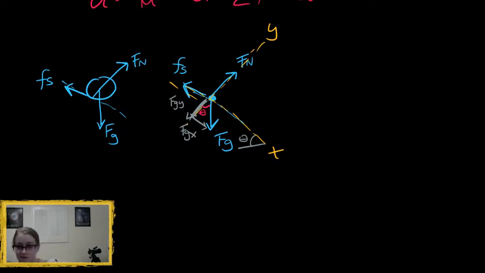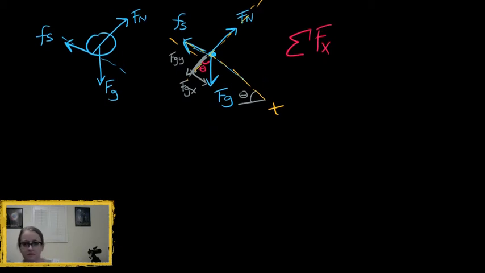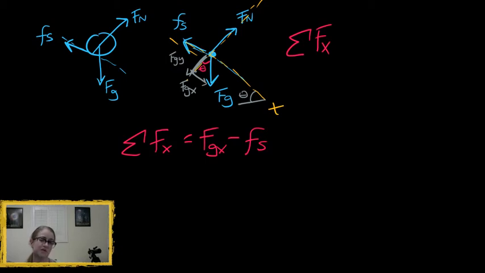So we're going to sum our forces in what I call the x direction, or the along the ramp direction. What forces act in our along the ramp direction? Well, going down the ramp, we have FGX. Going up the ramp, so in the negative direction, we have FS. Now when we take the sum of the forces, we're going to use Newton's second law. That equals MA.